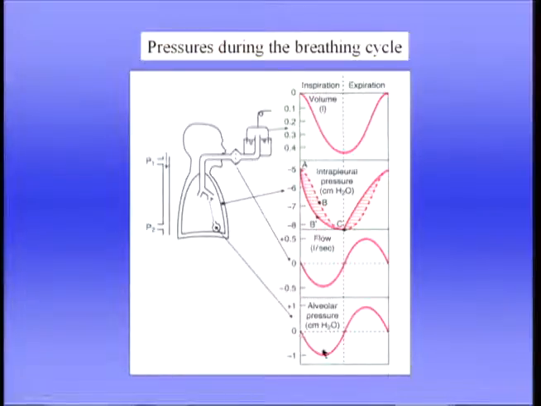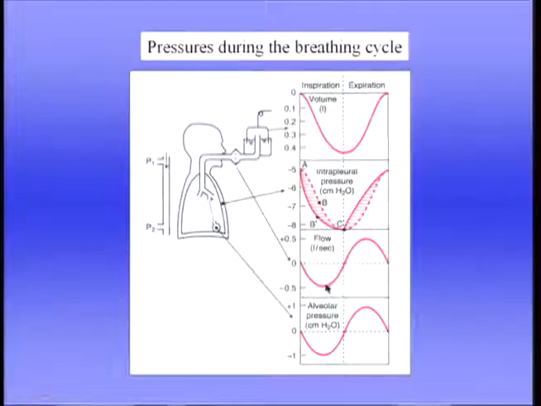Now, what about the shape of the alveolar pressure curve? Well, if the resistance during breathing is constant, and it very nearly is during this normal tidal breathing that we're considering here, then the alveolar pressure tracing is going to be a reflection of the flow tracing, because flow is proportional to the pressure difference if the resistance is constant. So here we've shown the alveolar pressure tracing as a mirror image of the flow tracing here. So that's not particularly difficult.